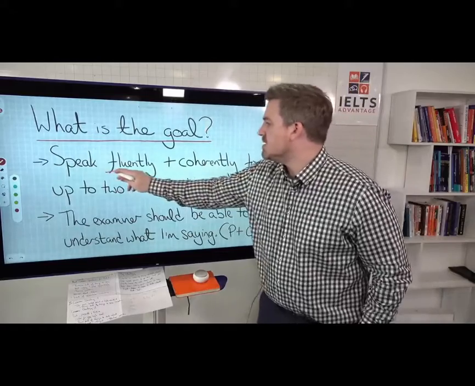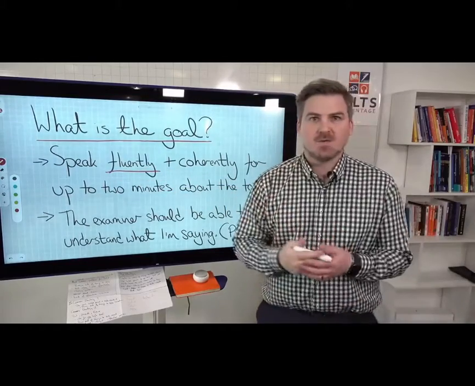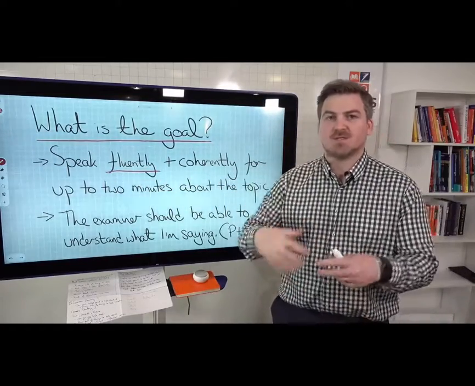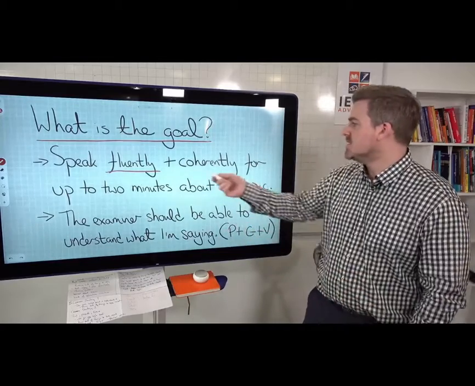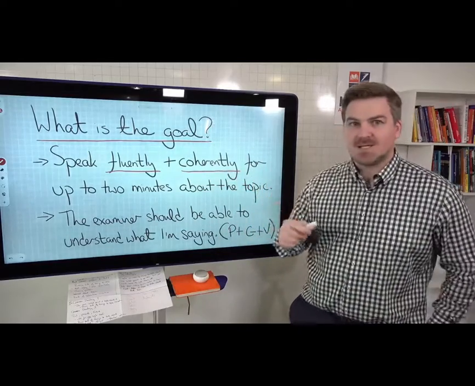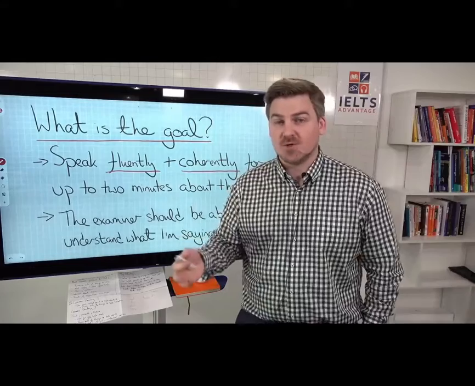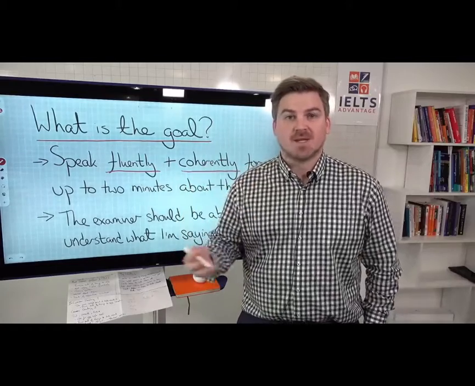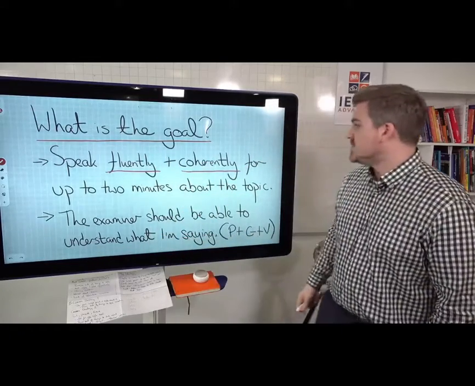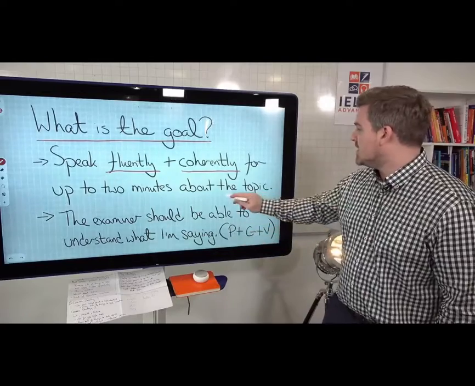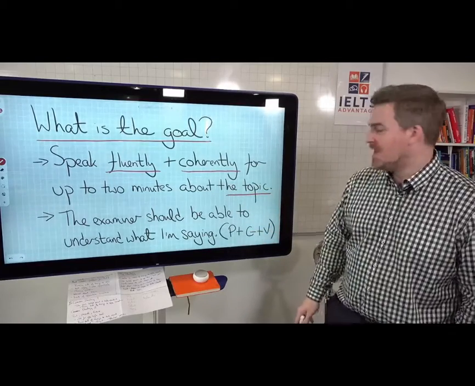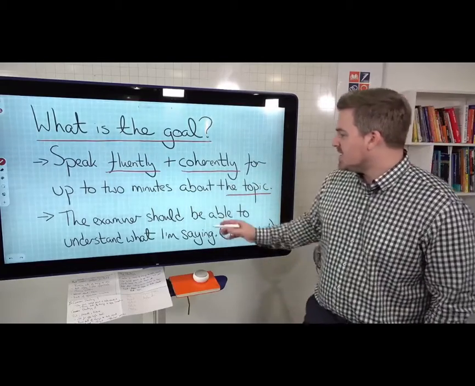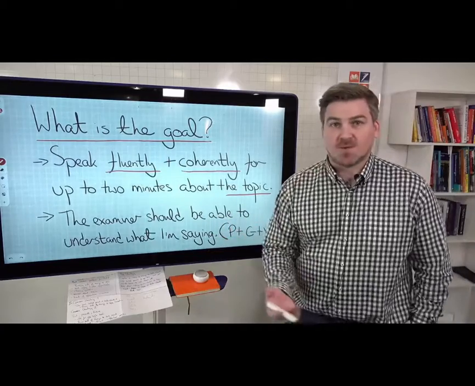So you need to be speaking fluently, speaking without too many unnatural pauses and hesitations, and coherently, actually talking about the topic that's on the cue card and developing that idea and speaking for up to 2 minutes about the topic, not about anything else apart from the topic. And the examiner should be able to understand what I'm saying.